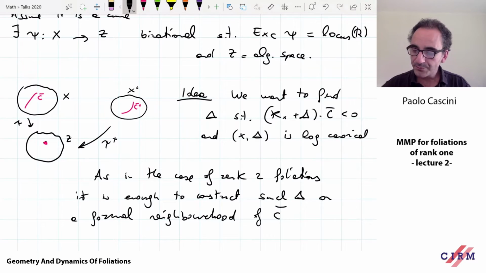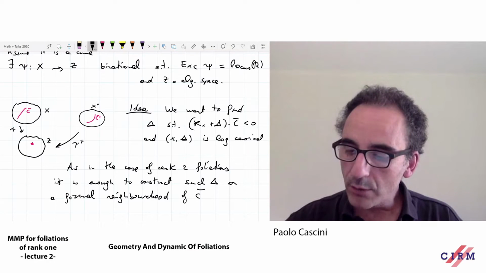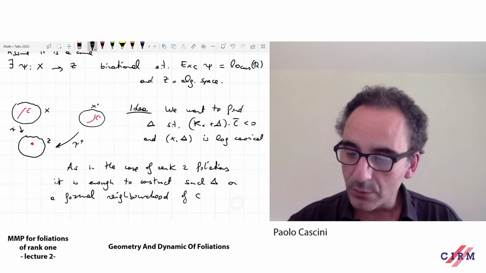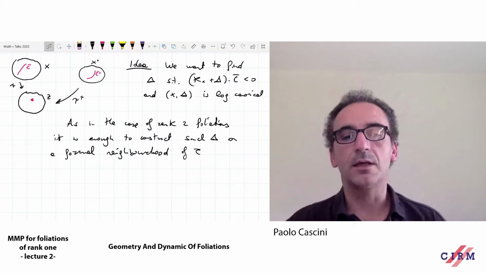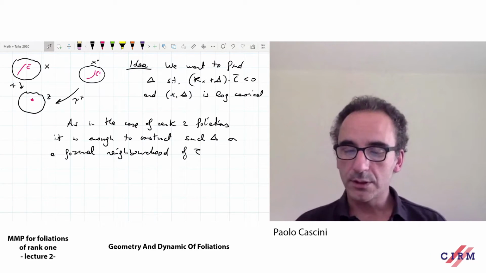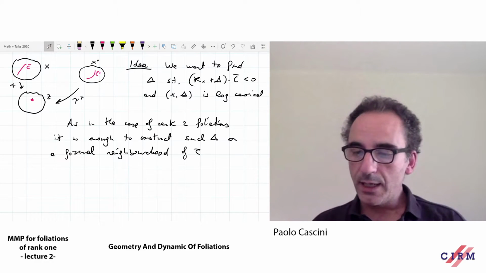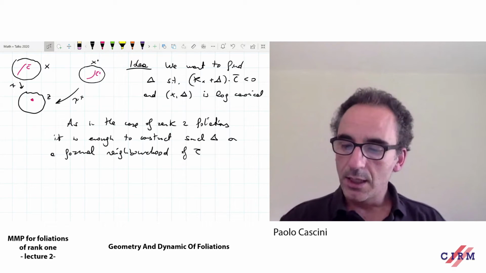Okay, so how do we do that? Well, actually, it turns out that this is more difficult than the case of rank 2 foliations, at least for us. It took us more time than in the case of rank 2 foliations. Let me explain some of the ideas that we use.